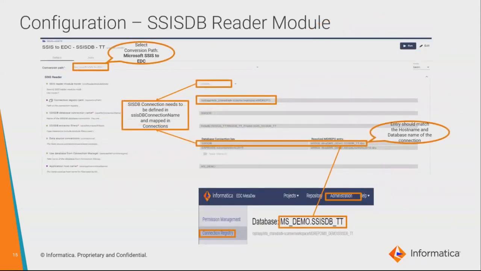Here's a sample configuration for the SSISDB module. The SSIS reader module mode is set to SSISDB. The SSISDB connection needs to be defined in SSISDB connection name and mapped in connections. The entry should match the host name and database name of the connection. Ensure it's matching in the connection registry page.